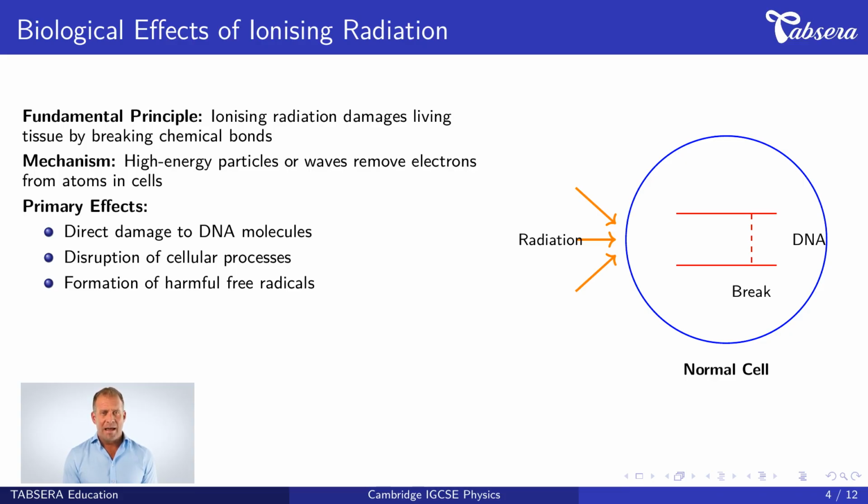First, direct damage to DNA molecules which contain genetic information. Second, disruption of cellular processes essential for life. Third, formation of harmful free radicals that cause additional damage. The diagram illustrates how radiation penetrates a normal cell and breaks DNA strands. Notice the orange arrows representing incoming radiation and the red dashed line showing where the DNA breaks. This damage is the foundation of all biological effects we'll study.